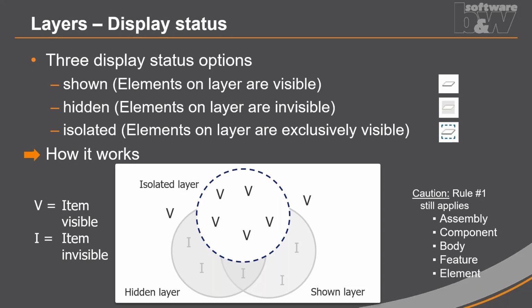And if you understand the order of these 3 display status options, it's kind of easy to understand, but you still have to take a little bit of caution, because the main rule number 1 still applies. You have these different levels. And if you're blanking a feature, you can isolate a layer with a lot of elements on it and they won't show up because you're working on a different level. So that's always to keep in mind, very important.